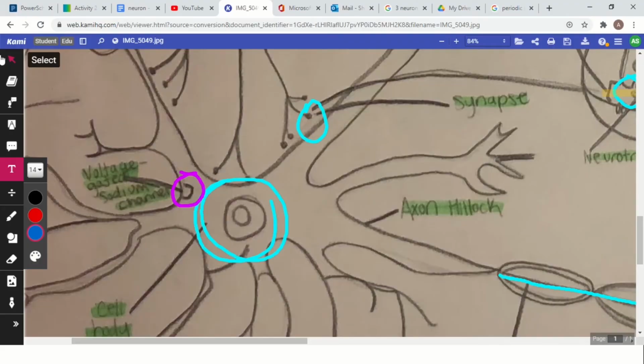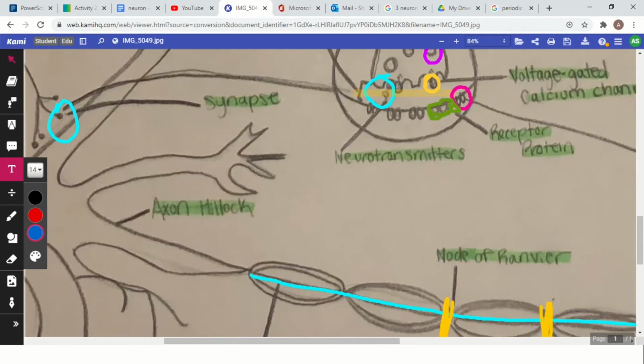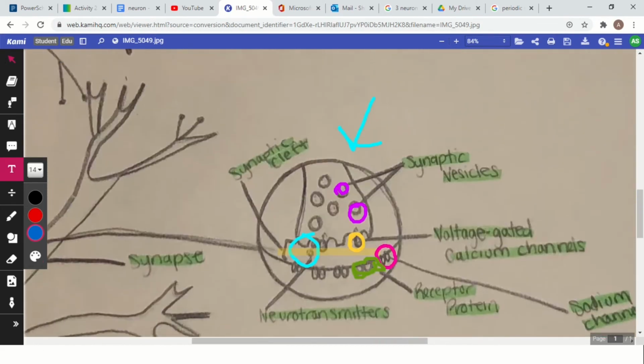So first we have the voltage-gated sodium channel, which is an integral membrane protein that changes conformation in response to depolarization of the membrane potential and opens a transmembrane pore to conduct sodium ions inward to initiate and propagate action potentials.